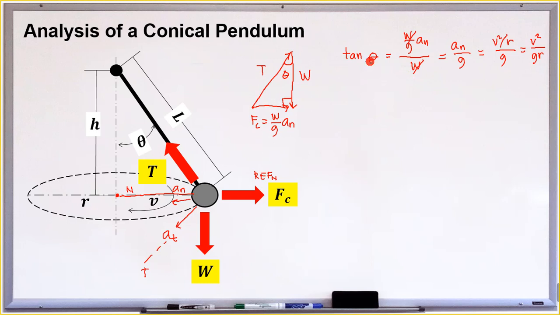So this means that our theta is independent of the weight of the object. Whatever the weight, we can still arrive at the same magnitude of our angle theta given the velocity and the radius. Okay, so from here we can also solve for theta in terms of the length. So take note of this formula: tan theta equals V squared over gR. So we have our first formula.